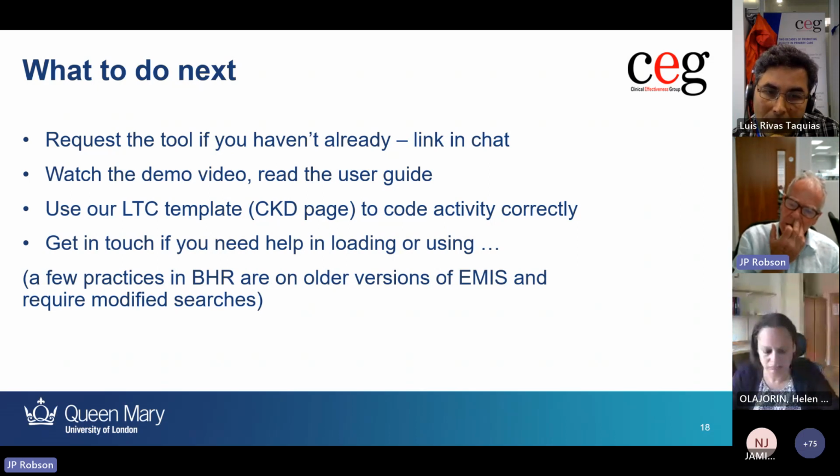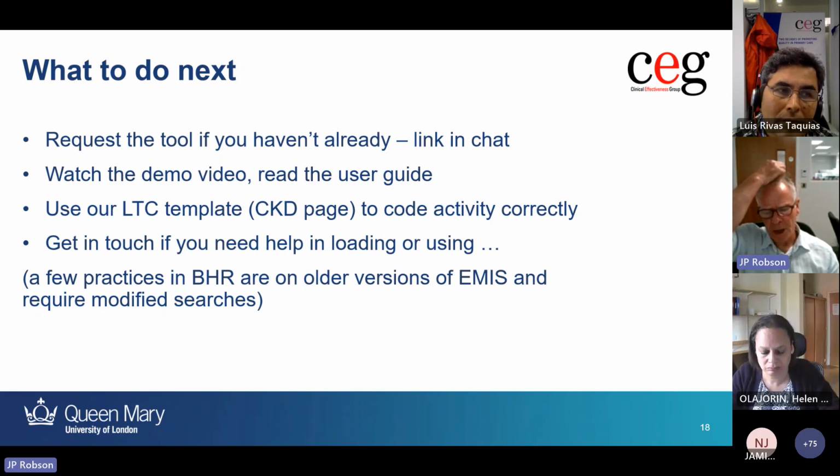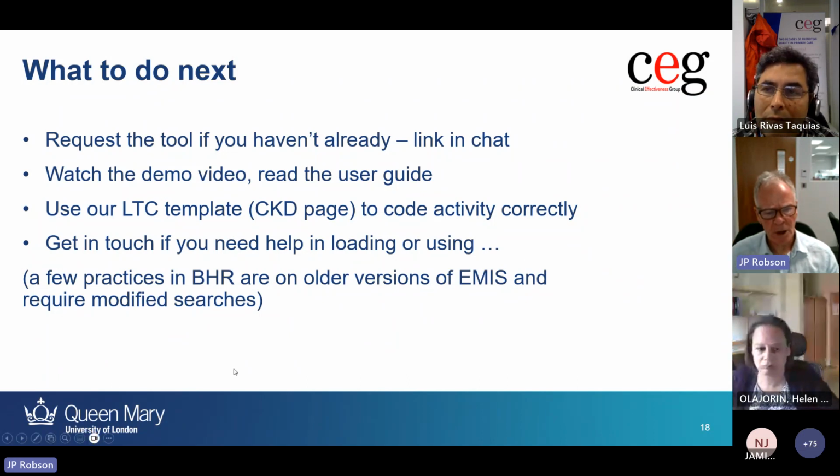I would just make one little point, which is that in BHR, it seems there are some practices on slightly older versions of EMIS that didn't import our searches properly. So we had to create a new set of searches that we have available. So if you do find that you're in BHR and you have a problem with an import, do get in touch and we'll send you a slightly different set of searches. And I don't think it applies to a lot of practices. I think it may be just probably 2 of them, at half a dozen, if that.